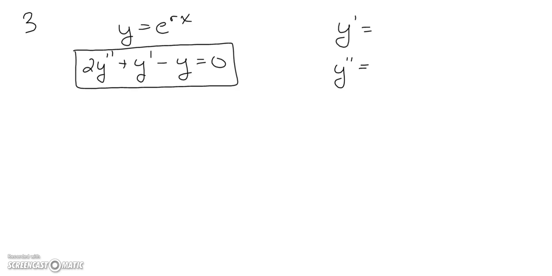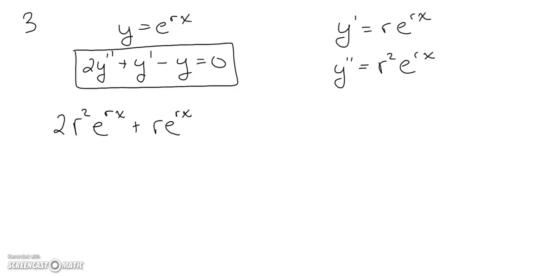What am I talking about for y prime? r times e to the rx. So then y double prime? r squared e to the rx. And if I substitute all 3 of these in, I get 2r squared e to the rx plus r e to the rx minus e to the rx equals 0. They've asked us what values of r are going to make this statement true.